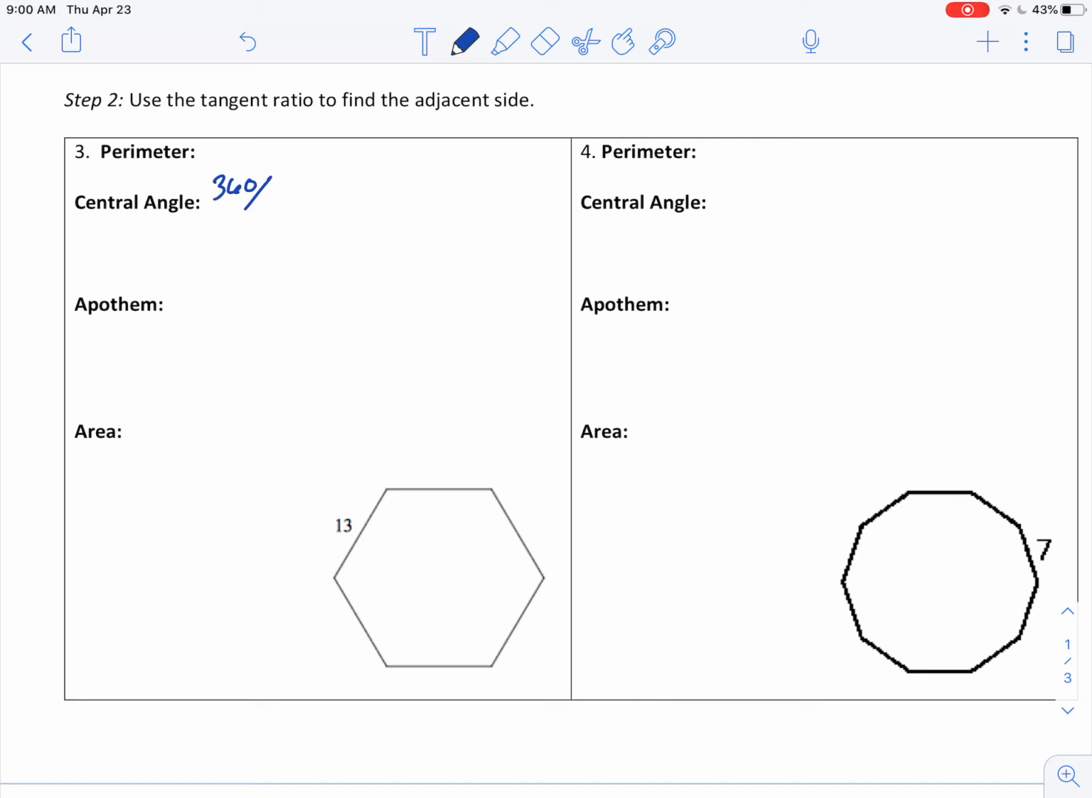Okay, there are only 2 types of problems that I've got for us today. I'm going to do the first 2 with you, and then I'll leave the last 2 for you guys.